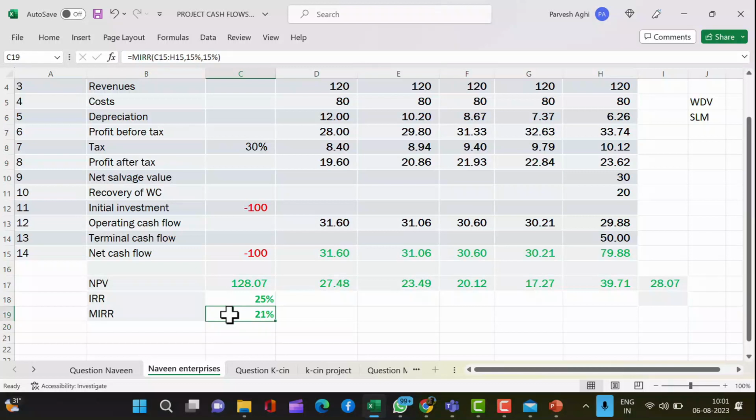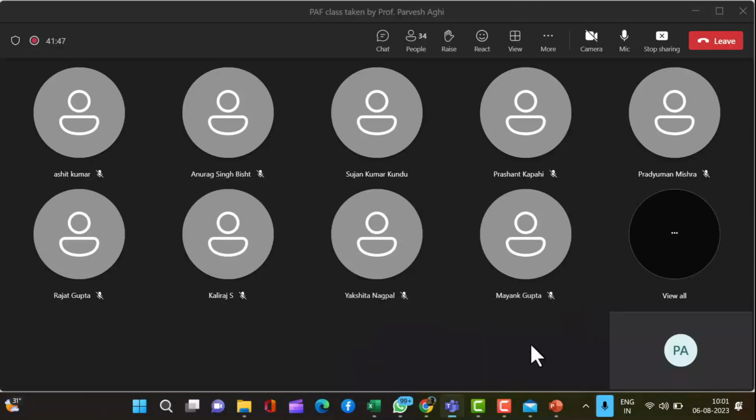But it is still better than my cost of capital. So I should do it. My cost of capital is 15%, but my IRR, MIRR and NPV are all suggesting that I should go ahead with this project. Okay. Now tell me, is everyone following, or is there anything I should explain again?